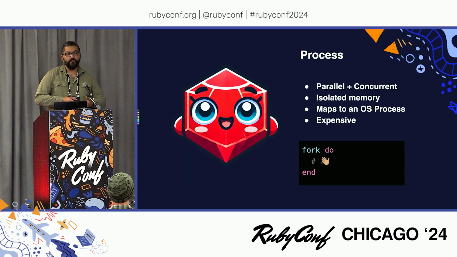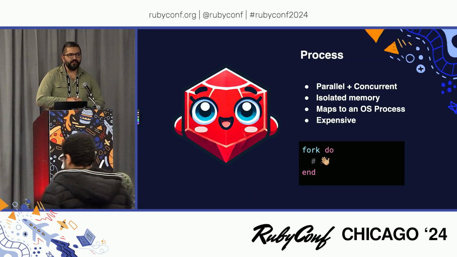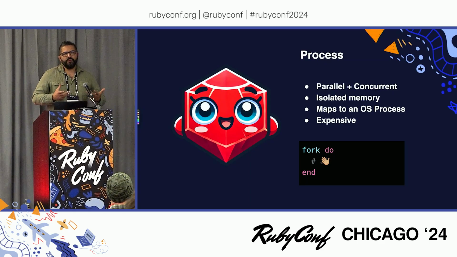So the first thing we're going to talk about at the top level of that nesting doll is the process. Processes are parallel and concurrent, and we'll dig into what that really means exactly. They work in isolated memory spaces, meaning that when you have multiple processes, they're unable to communicate with each other. They can't share memory between each other, so things like class loading can't be shared. They map to an actual OS process, so you can introspect them at the operating system level. And they're the most expensive form of Ruby concurrency, and we'll talk about that a bit.